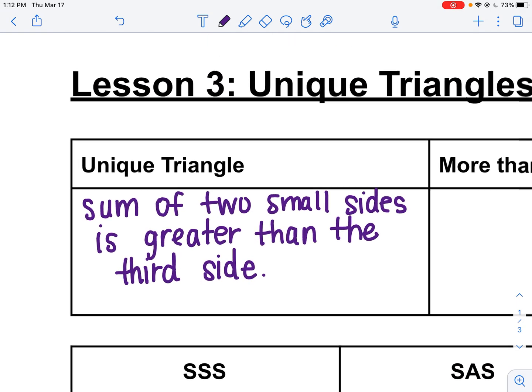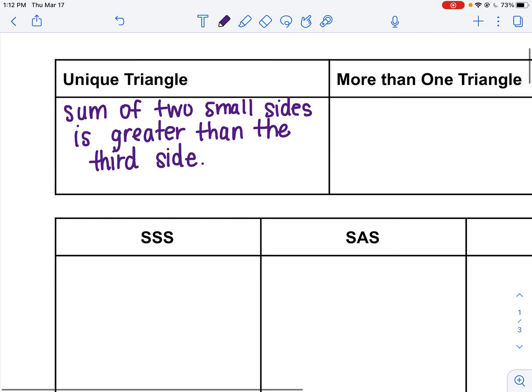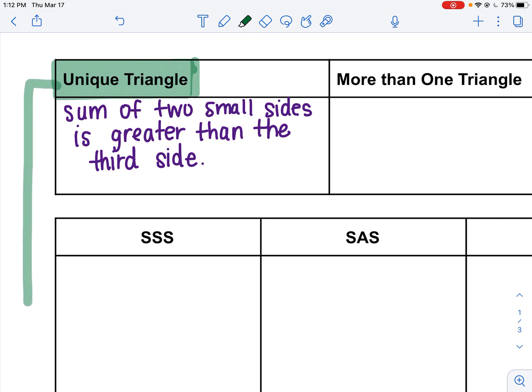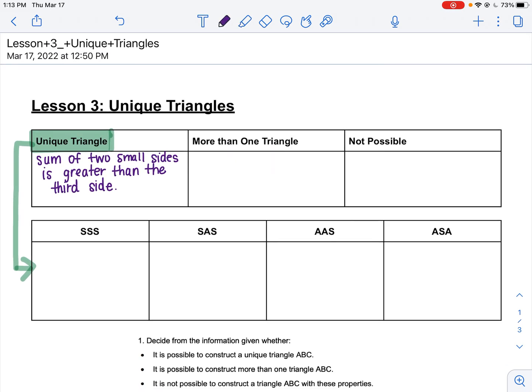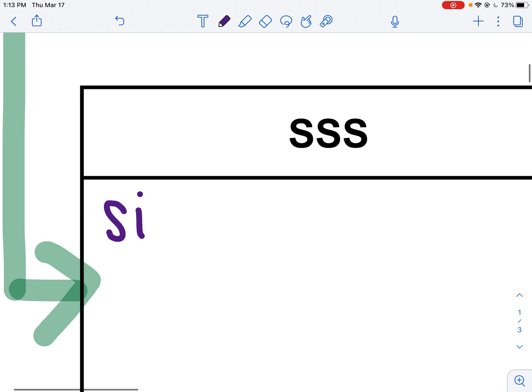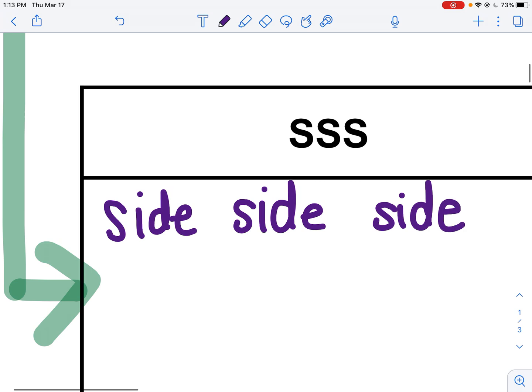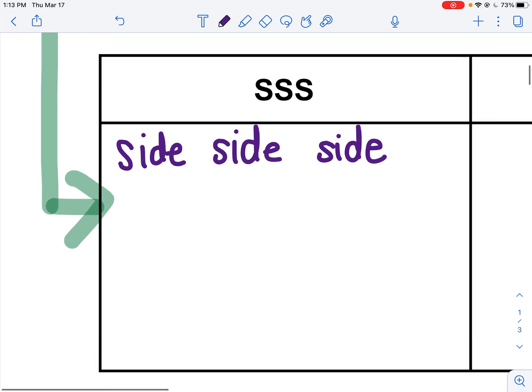So we are now going to skip down here, and I'm going to show you an example of that. So, unique triangle: there are 4 different ways to label that unique triangle. So these are your 4 options. Option number 1, side, side, side, or SSS.